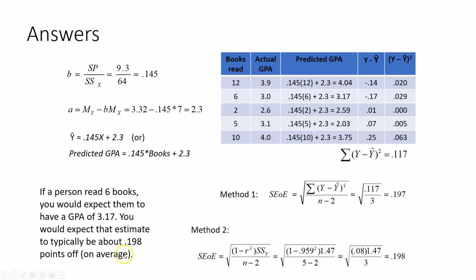And if you do, that's interpreted as the average distance off that our prediction equation is when we try to guess how much somebody's GPA will be based on how many books they've read. So when we guess their GPA, we're going to be about 0.2 units, GPA units off on average.